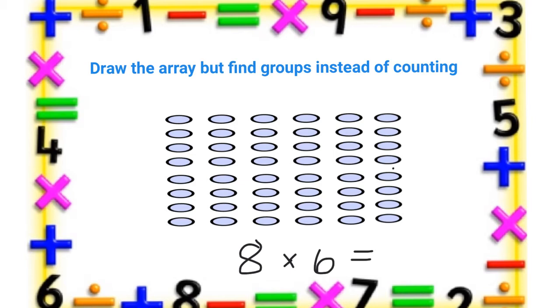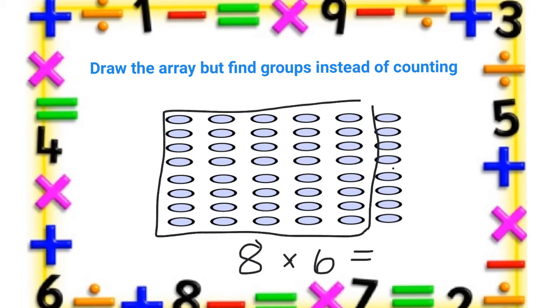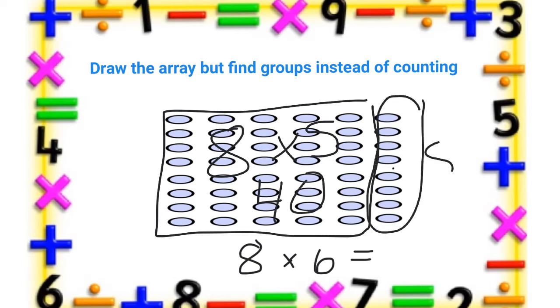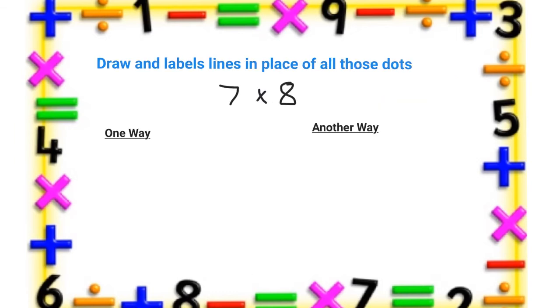So for example, I see that this part of my array would represent 8 times 5 because there's 8 rows with 5 in each row. And I'm really good at my 5s. I know that that is 40. And then I can just add 8 more. And so I can figure out that 8 times 6 is 48 without having to count all those dots.